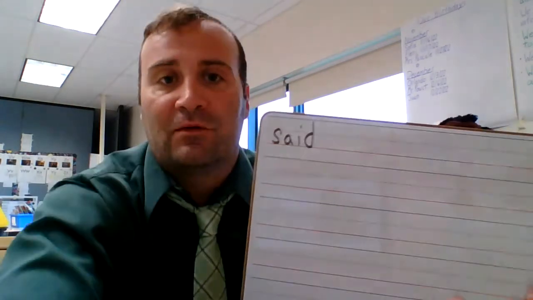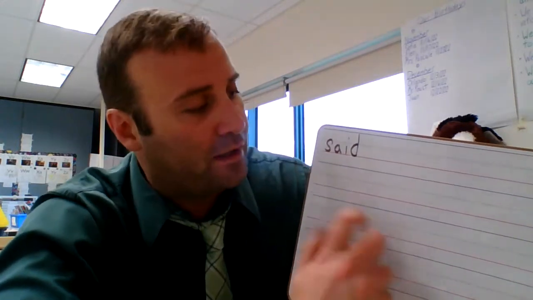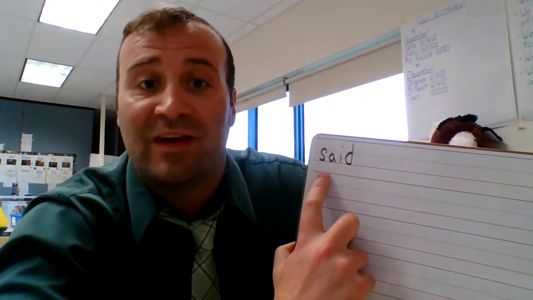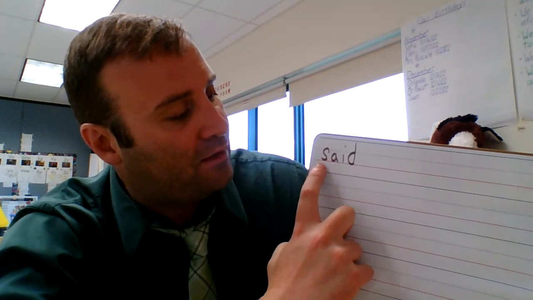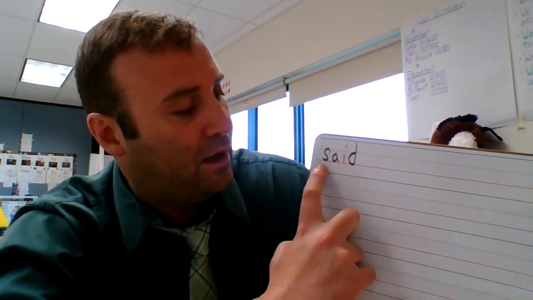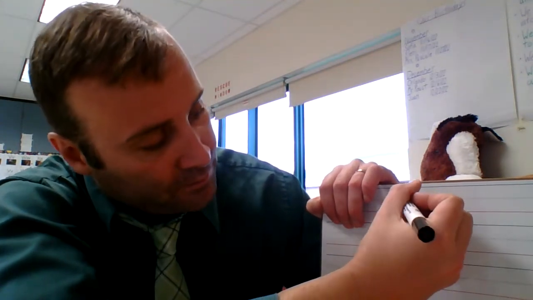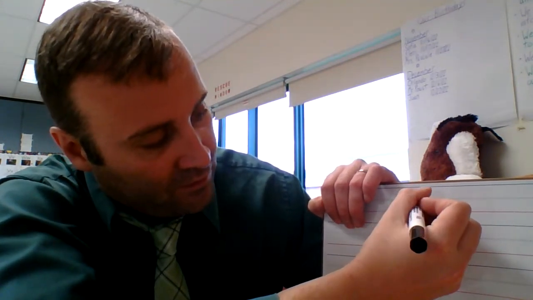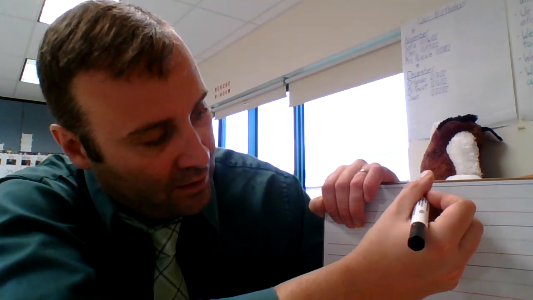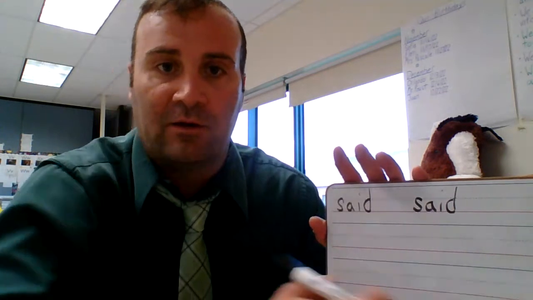Now, this homework assignment is called Look, Say, Cover, Write. So I have our word. I'm going to look at it. I'm going to say the word said, and I'm going to spell it: S-A-I-D. Let me do it again. S-A-I-D. Said. Now, I'm going to cover up the word with my hand, and I'm going to write it from my memory. S-E-D. Get it right? Yeah? Okay.